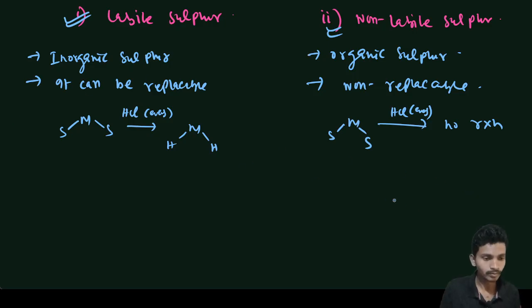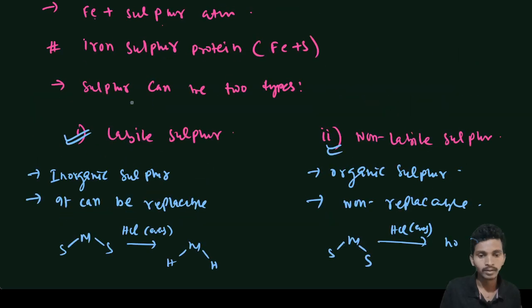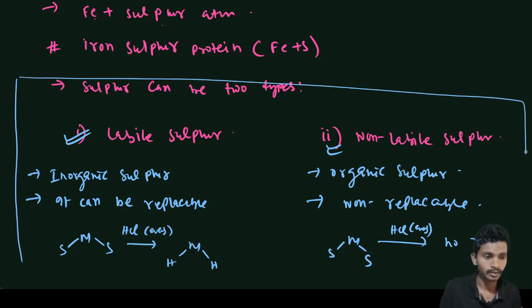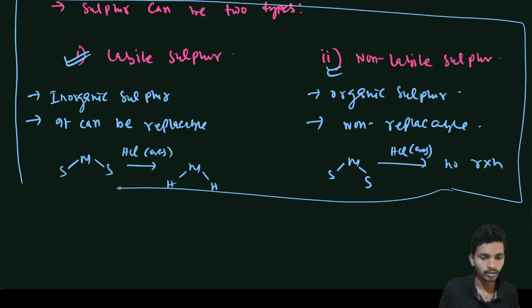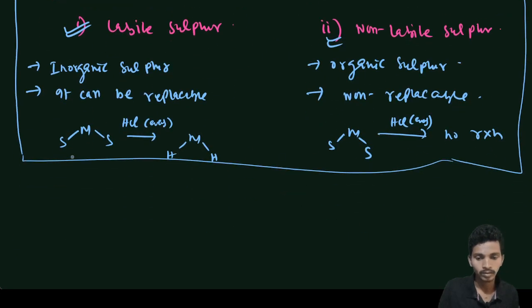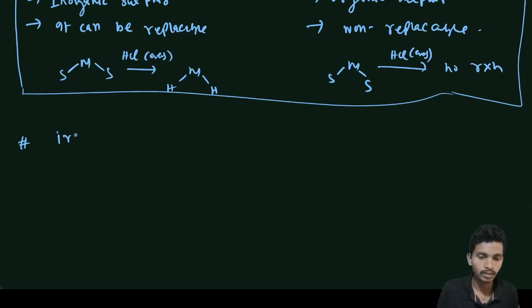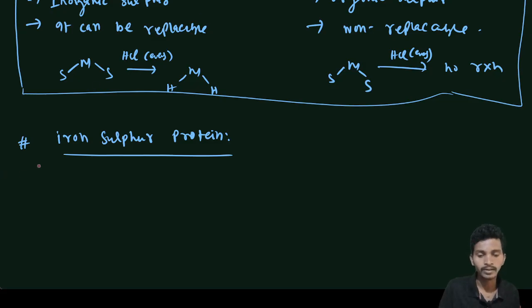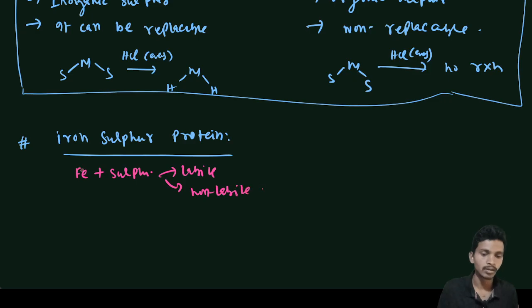So our topic is iron-sulfur proteins. In iron-sulfur proteins we get Fe atoms and sulfur, and the sulfur can be labile or non-labile. This is the first point.